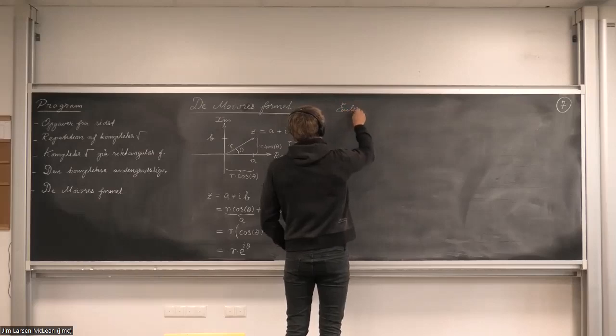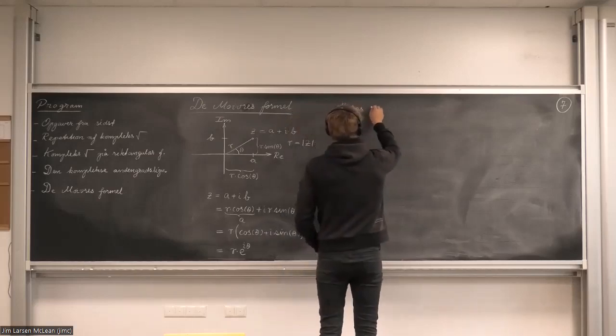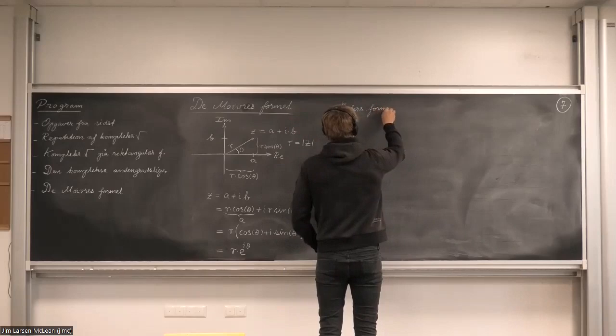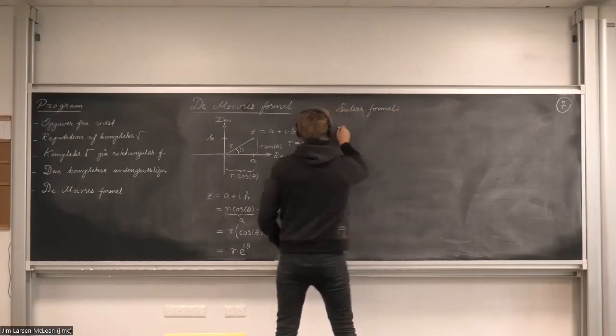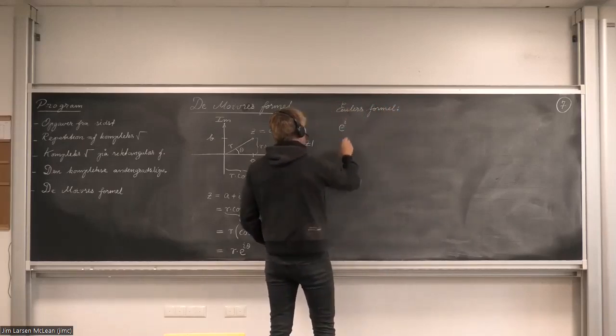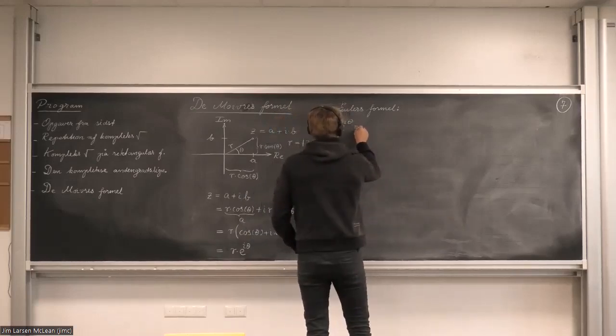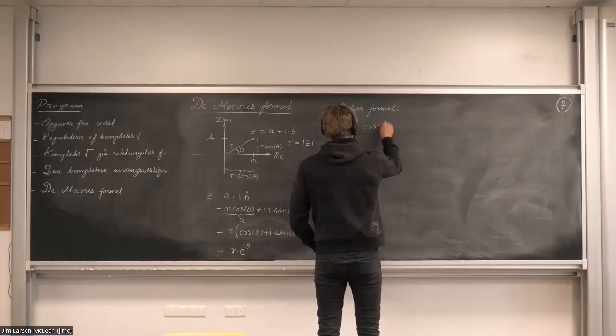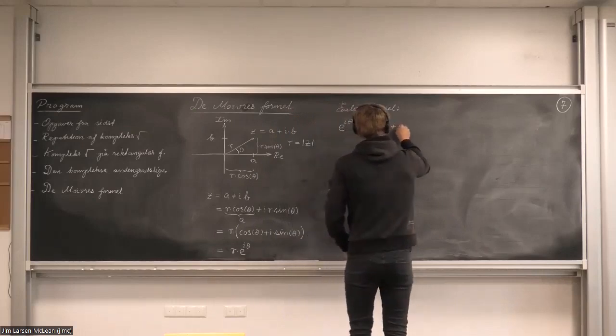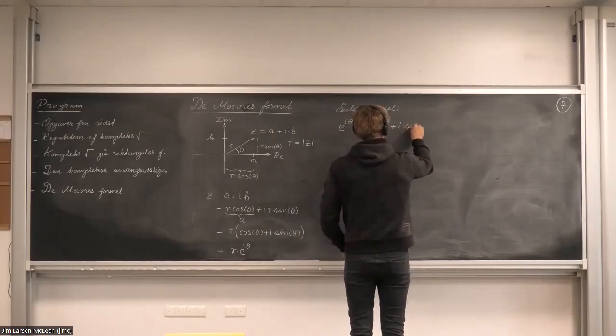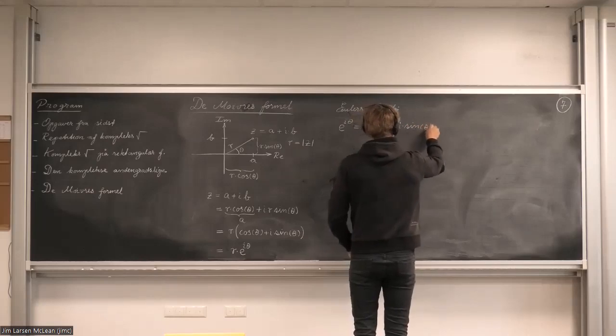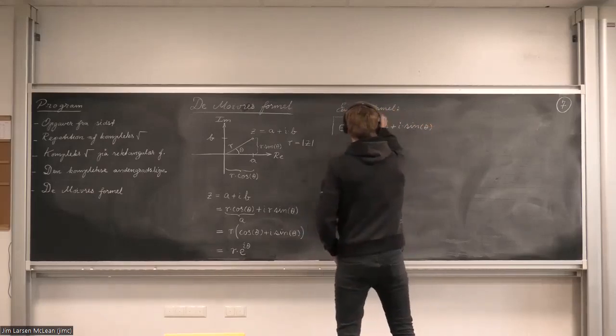Having just learned about it, I'd say right now that Euler's formula states that raising e to the power of the imaginary unit times an angle theta is equal to the cosine of this angle theta plus the imaginary unit times the sine of this angle theta. This is Euler's formula.